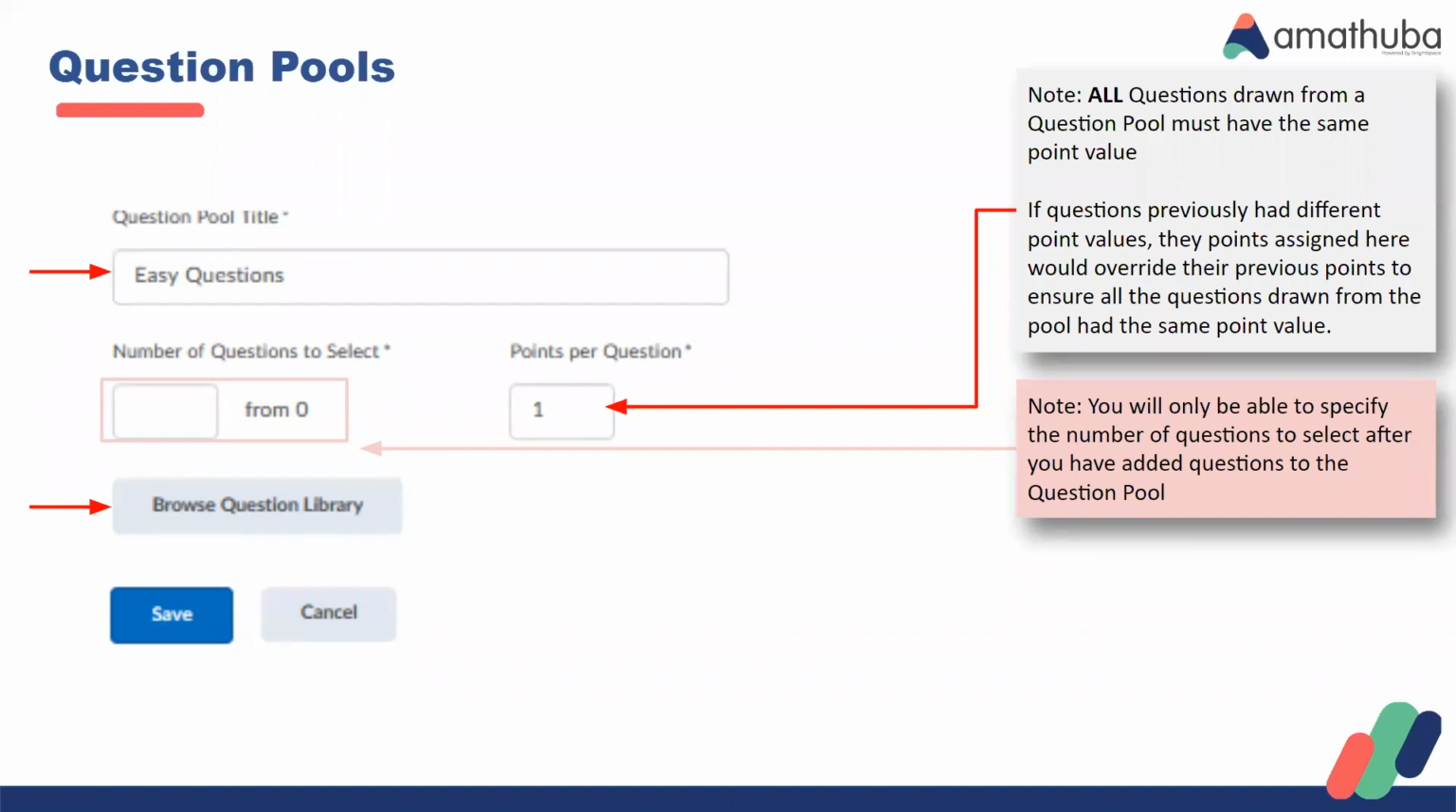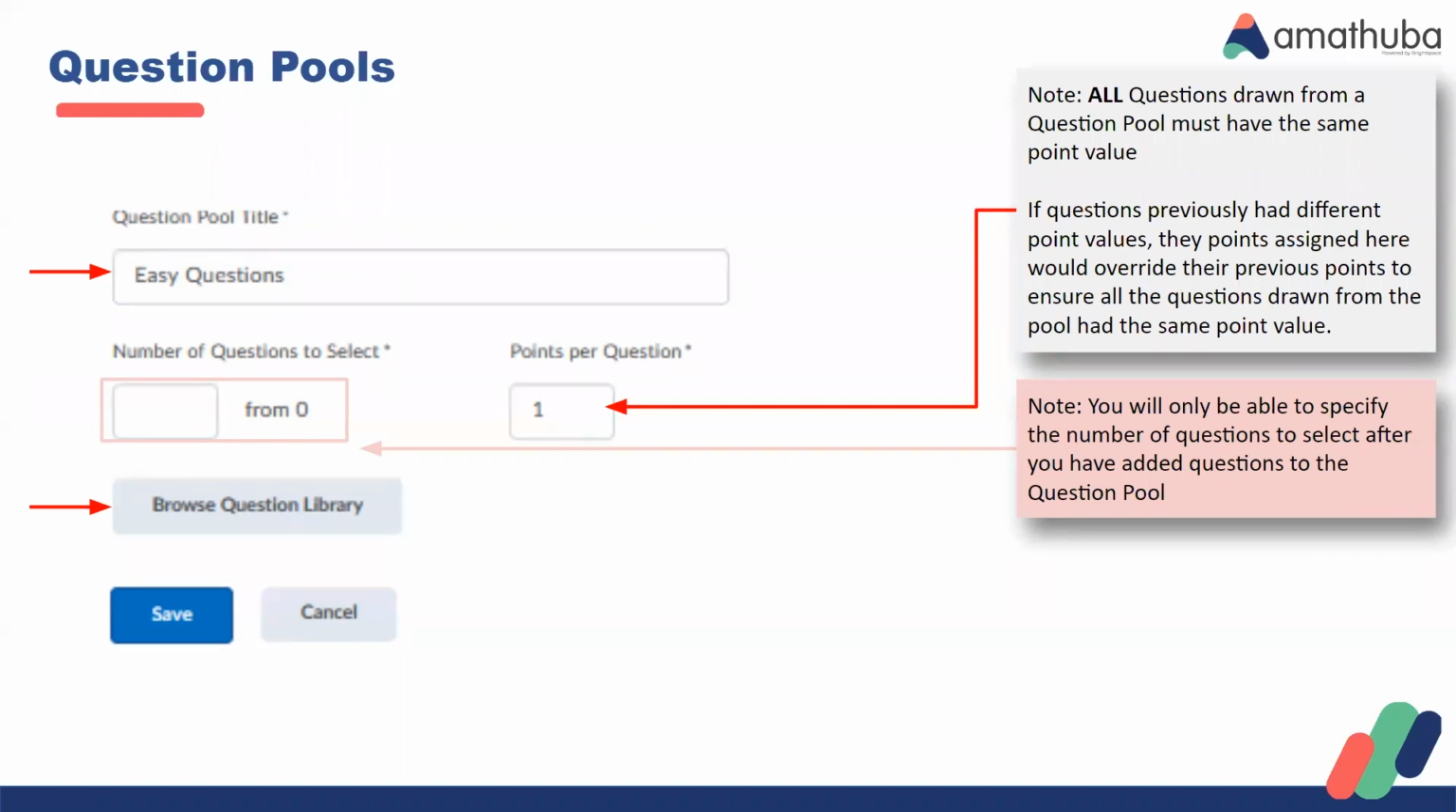And then a very important aspect to note is points per question. Because each student is going to get a random selection of questions, all of the questions in the pool need to be of similar value, because obviously you can't be serving up some questions that are worth 3 points to students and other students are getting a selection which may just be 1 point each. So all the questions in a question pool need to be the same value.